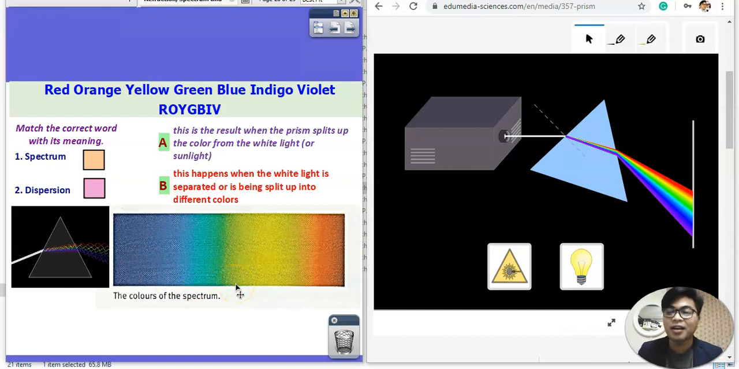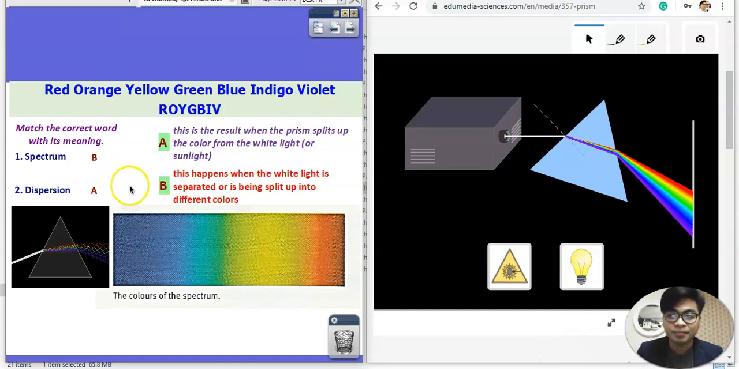So I have here the words, and we need to match them with the perfect definition that we have here in A and B. We have number 1, spectrum, and we have here dispersion. So spectrum, what do you think? Is it letter A or letter B? Let's see. Spectrum here is letter B. This happens when the white light is separated or split up into different colors. These different colors are basically the spectrum of the white light.